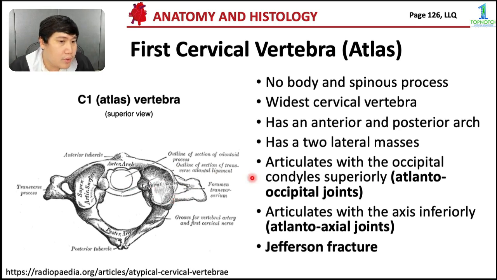It articulates with the occipital condyles superiorly to form your atlanto-occipital joint, your yes joint, and inferiorly it will articulate with your axis, your C2, to form your atlanto-axial joint. Clinical correlation: fracture of your C1 vertebra is known as your Jefferson fracture.